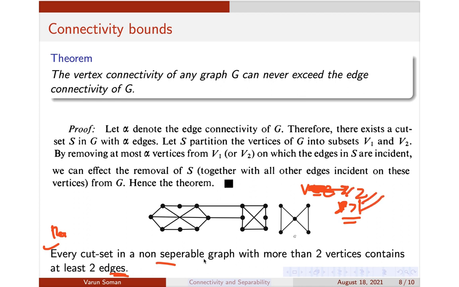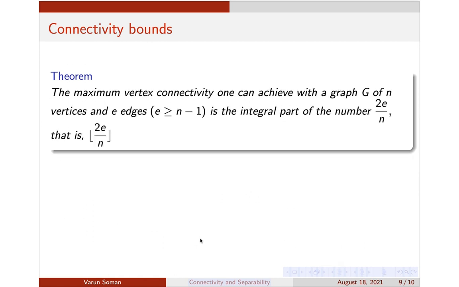You can understand this also. Hence, every cut set in a non-separable graph with more than two vertices contains at least two edges. Okay, so that is clear. Moving forward, we are going to give you an actual value for the vertex connectivity.